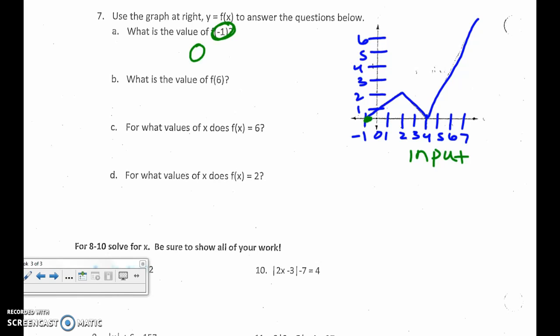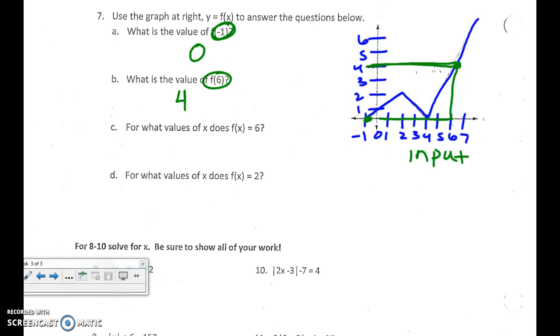Okay, for letter B, we get f of 6. Well, f of 6 is an input, so I'm going to go over on my graph to 6. When I find 6, I'm going to go up, and I'm going to check to see where that crosses. Well, it crosses right at 4, so my value for f of 6 is 4.